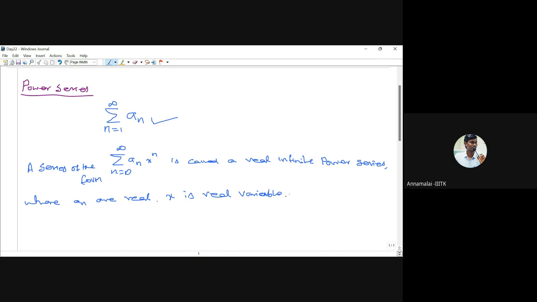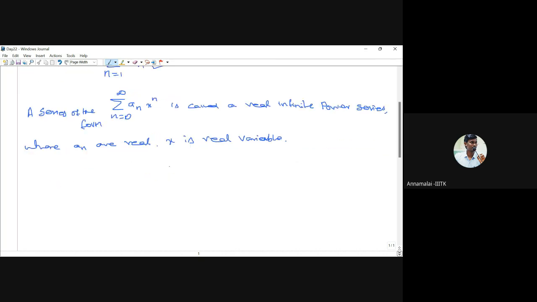Now, a more general form of the power series about the point x naught is of the form summation a_n (x minus x naught)^n, where n equals 0 to infinity. So this is the general form of a power series about the point x naught. If you take x naught equal to 0, you get the earlier format. Maybe we call this equation number 1. Because we can convert this into that, we can substitute y equal to x minus x naught, and you will get a series of the form y^n.